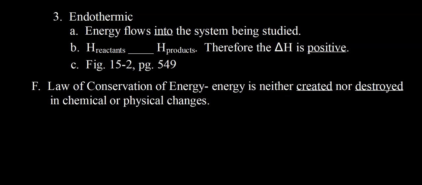So in this case, in an endothermic process, the heat content or energy of the products is greater than the reactants. So again, going back to our equation for calculating delta H, it's got to be in this order. If the products have more energy than the reactants, then delta H is going to be positive.